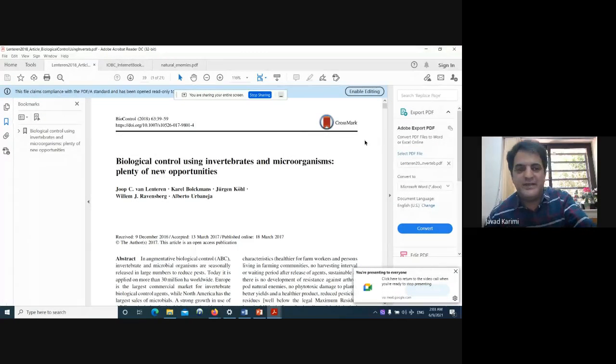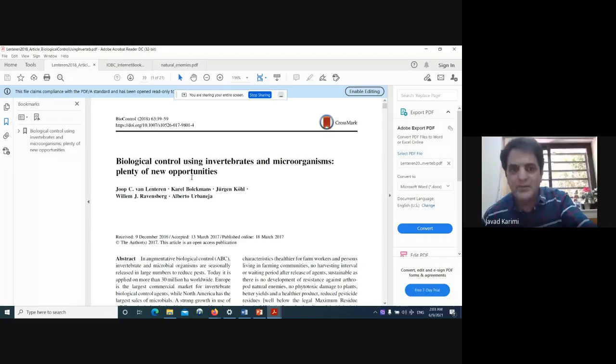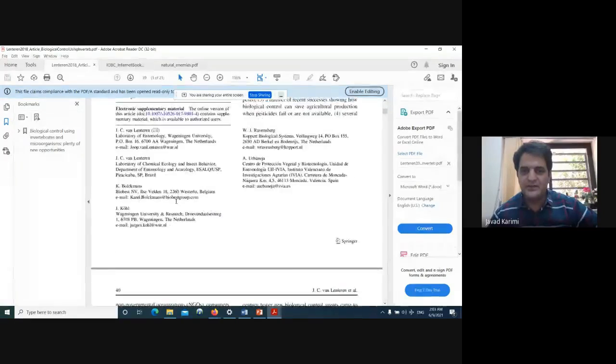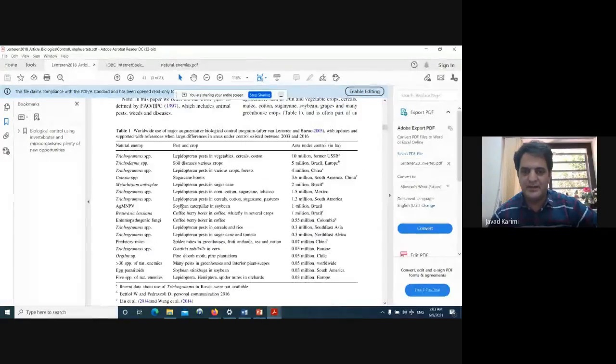This is a paper which was published by Professor Van Lantern and his colleague in the Biocontrol Journal. This is the journal which I said, it's the official journal of the IOBC organization. It's about biological control using invertebrates and microorganisms. Plenty of new opportunities. It was published 2-3 years ago, so it's new data. It has new data. And this is the main data about this group.